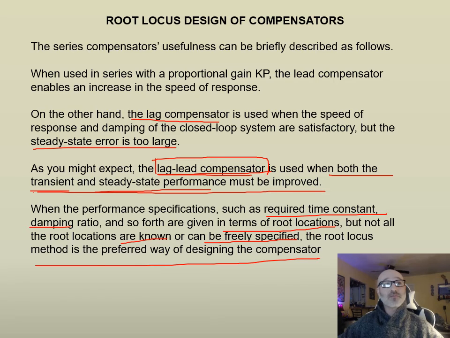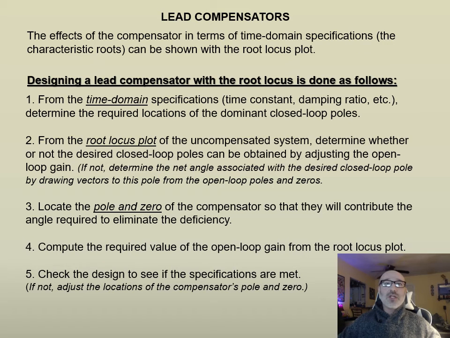As we continue to discuss our lead compensators in conjunction with our root locus plot, we note that the effects of the compensator on our time domain specifications, our characteristic roots, can be shown with the root locus plot. If we're designing with a lead compensator with the root locus, we can do the following procedure. For our first step, from the time domain specifications, our time constant, our damping ratio, etc., we need to determine the required locations of the dominant closed loop poles. We're going to determine the location of those poles.